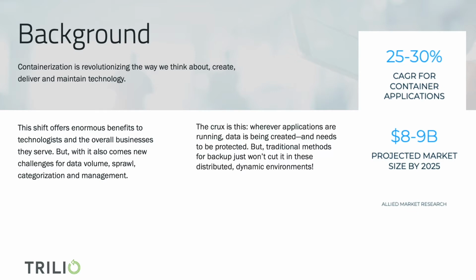The challenge is that wherever applications are running, data is of course being created, and this data needs protection. But traditional methods for backup retrospectively added to cloud environments just won't cut it in these distributed dynamic environments. Kubernetes containers require a cloud-native data protection strategy. So let's look at the top 4 reasons for cloud-native data protection.